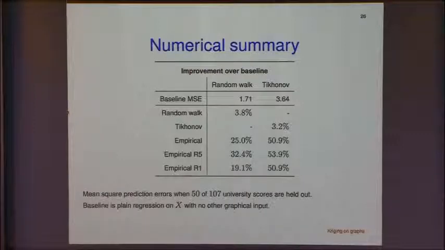Let's zoom in where 50 of the universities are held out. Okay, so if you hold out 50 of the universities, the mean squared error for these two models looks like so. The baseline is just doing the regression and not even looking at the graph, just regression on PageRank, regression on a constant. The random walk algorithm improves by about 3.8%. Empirical correlations make a bigger improvement. Here's a rank 5 version and a rank 1 version. And we see even bigger improvements on this side, but it starts off from something that's much worse. It left more room to improve.